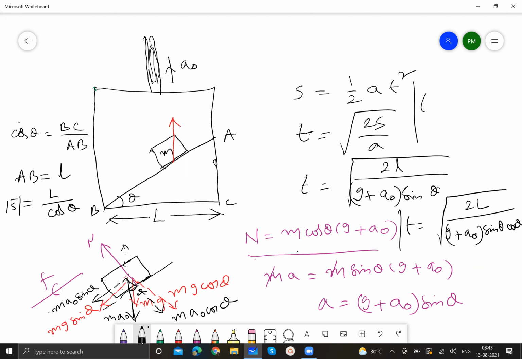Mathematical logic should be applied whenever it is needed. Four L by g plus a naught into sine 2 theta. The reason is sine 2 theta is 2 sine theta cos theta. So if you want sine theta cos theta, it is sine 2 theta by 2. So that goes to the numerator, and the time taken by this block to slide down the rough inclined plane is root of 4L by g plus a naught into sine 2 theta.